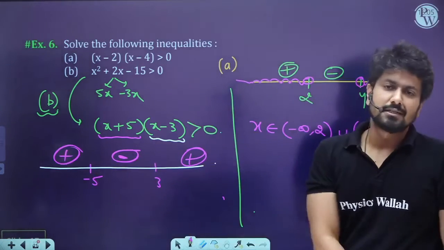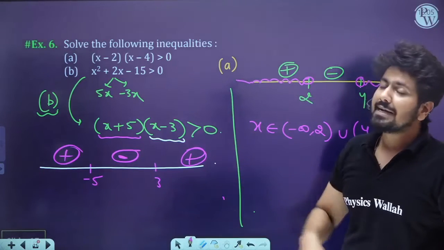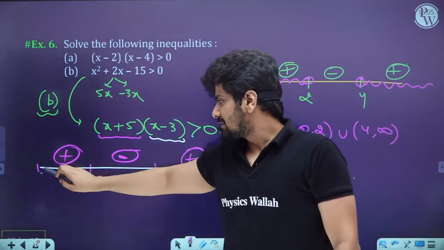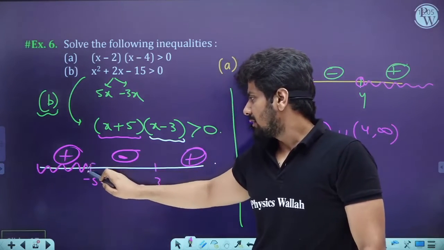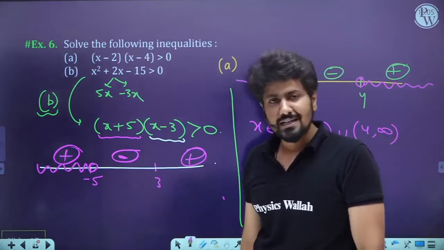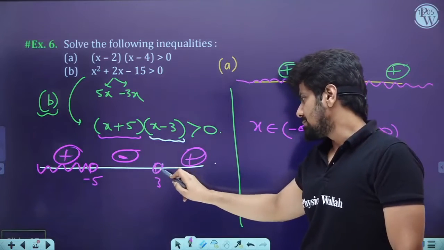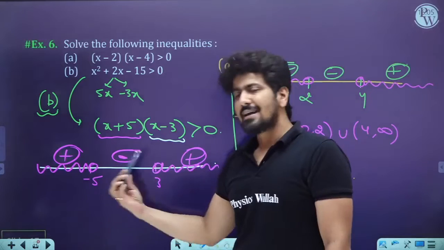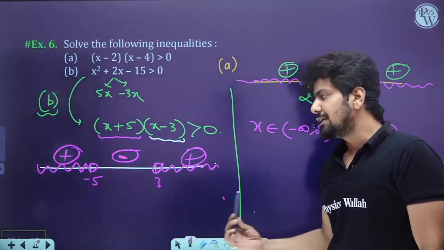Positive, negative, positive. What are we looking for? We are looking for greater than 0. We are looking for positive. So positive sign is this portion. Okay, less than minus 5, there will be a hollow circle on minus 5, and this is the positive portion from 3 to infinity. So minus infinity to minus 5, union 3 to infinity.